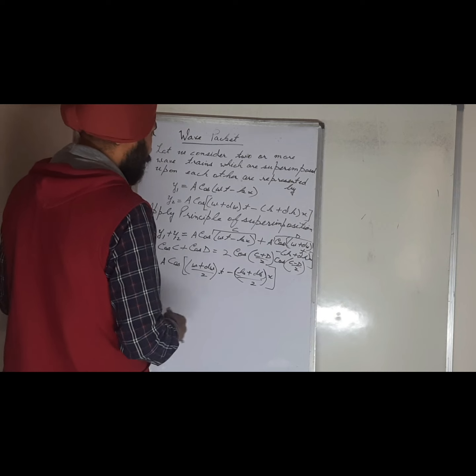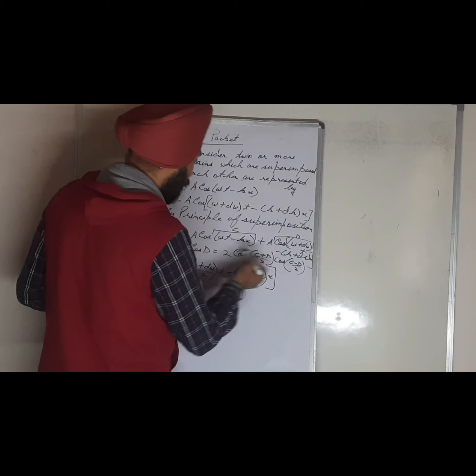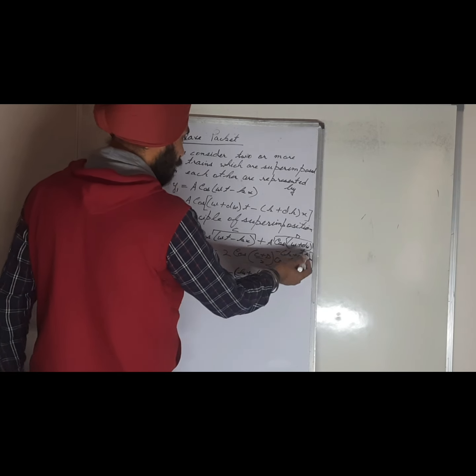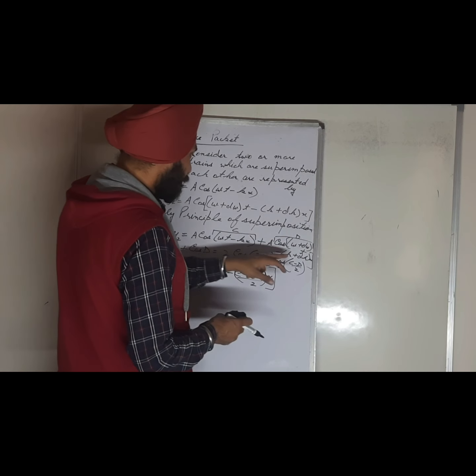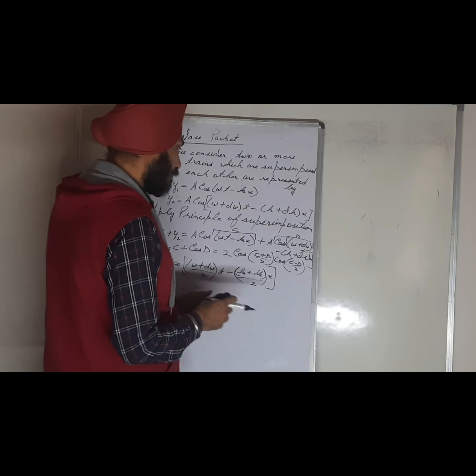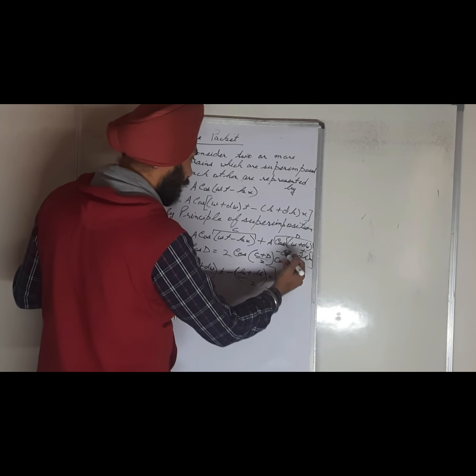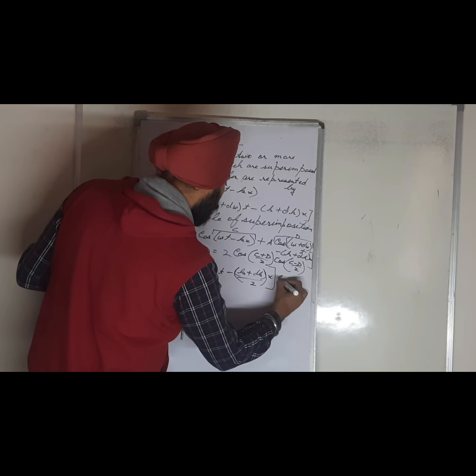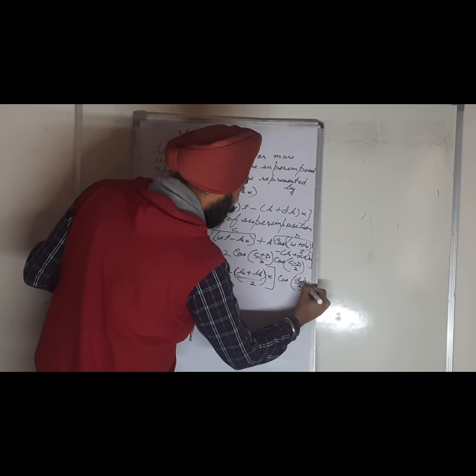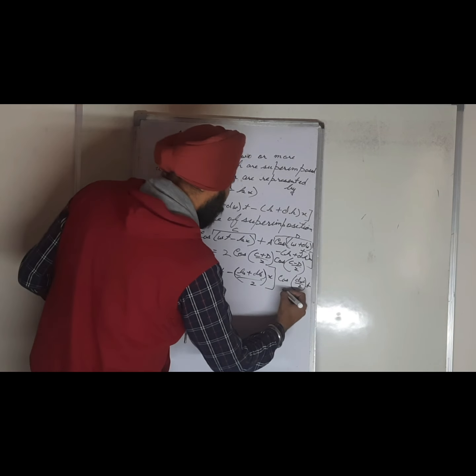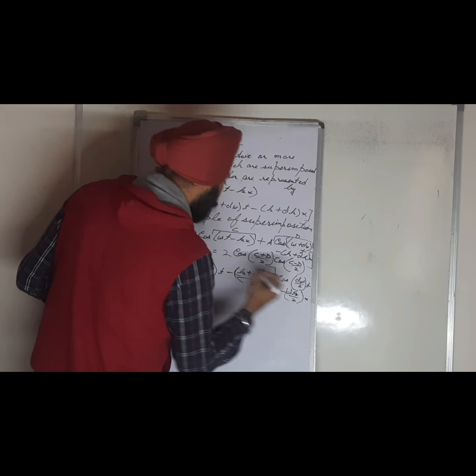Now I write (C minus D) by 2. C minus D means this thing minus this thing. Now omega t minus omega t cancels, and minus kx plus kx also cancels. The rest of the term is d omega by 2 into t minus dk by 2 into x, right.